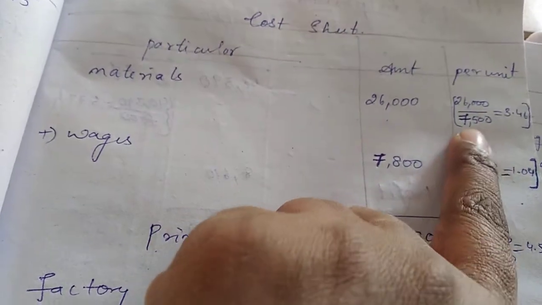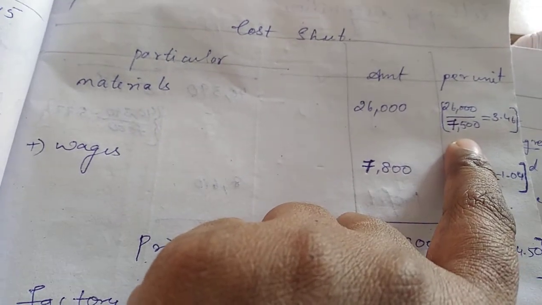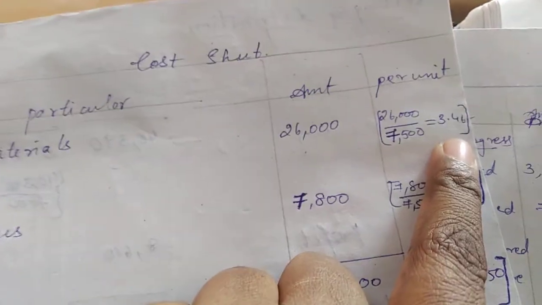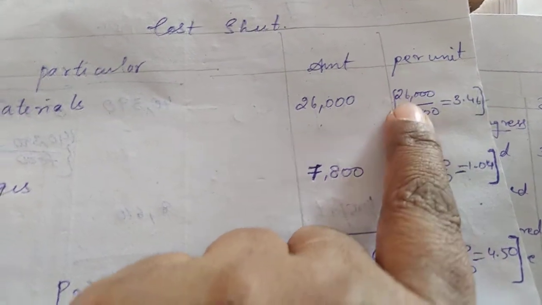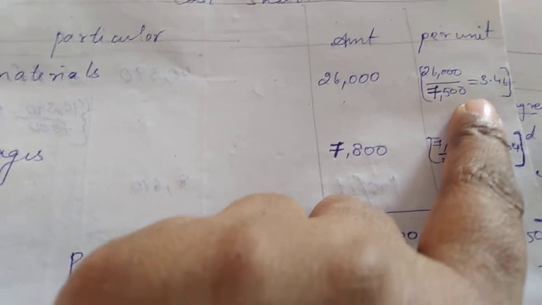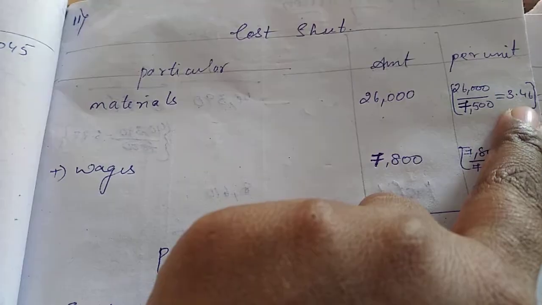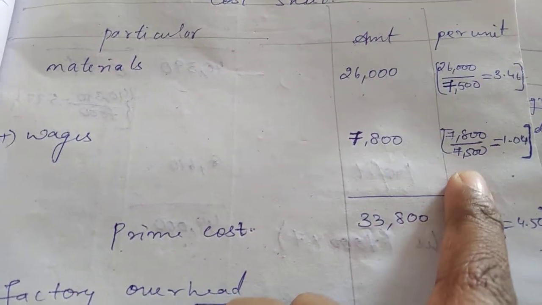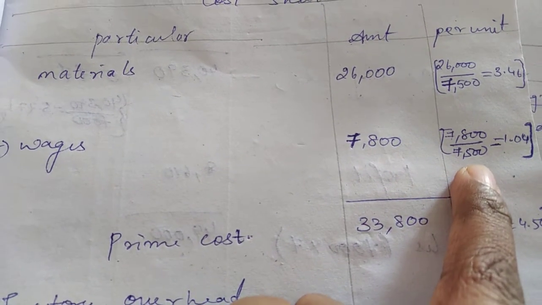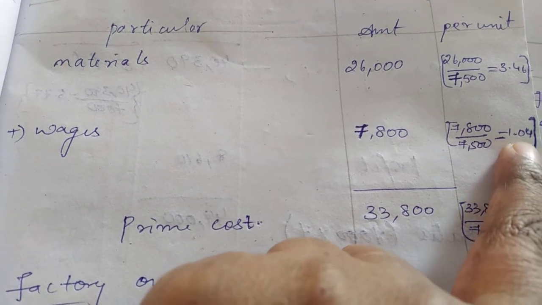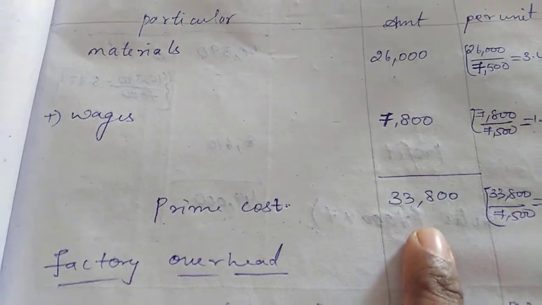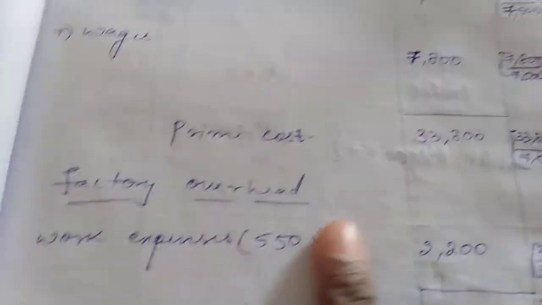So see the question and answer here. Materials are 26,000. Divided by 7,500 units, per unit we got 3.46. Next, wages 7,800 divided by 7,500 gives 1.04. Adding materials and wages, you get the prime cost, that is 33,800.